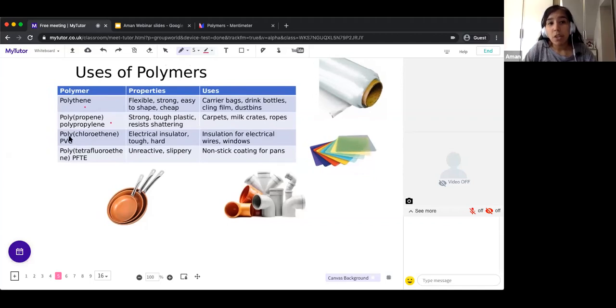PVC. So the way I remember PVC is to remember it's an electrical insulator. That tends to be the only property I remember. And then I just remember that it's an insulator for electrical wires because it's an electrical insulator. So it doesn't make the wires, it's an insulator for those wires.